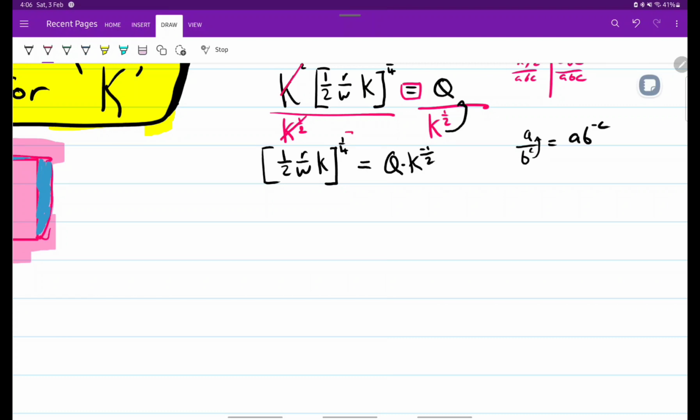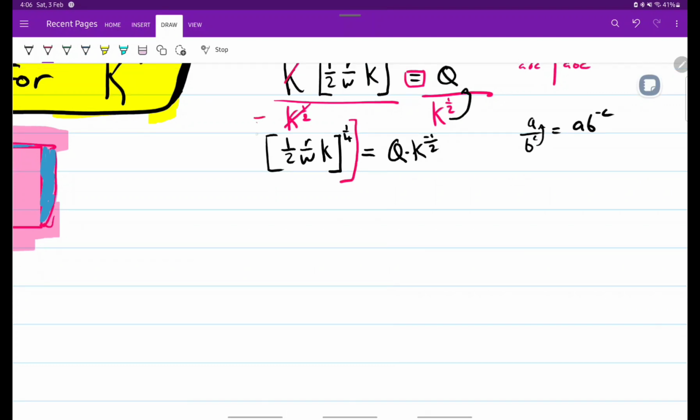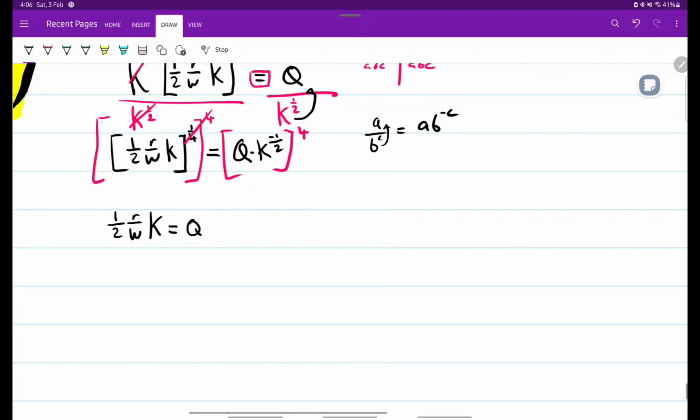So create another bracket, all raised to the power 4, boom. But you also have to raise this side to the power 4. And that comes along with another rule. So we'll do it over here. Let's do it in red.